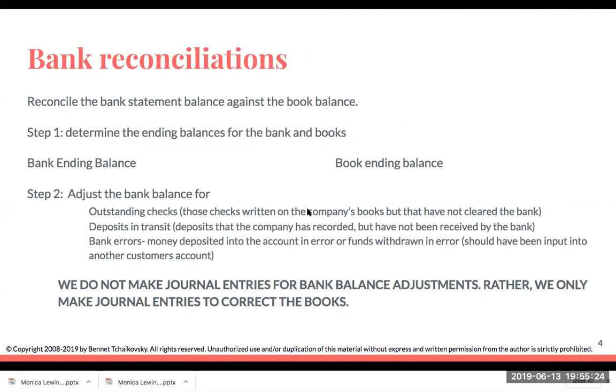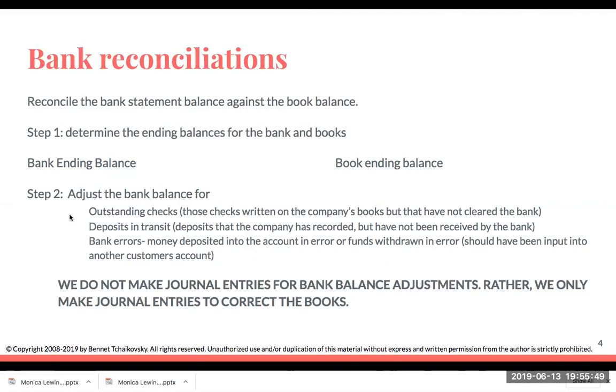So the way we're going to approach bank reconciliations is, the first step is to determine the ending balances for the bank and for the books. So right here, bank ending balance, and then we have a book ending balance. Well, we'll get to that in a second. So that's the first thing I'm going to do. I'm going to have my bank ending balance and my book ending balance.